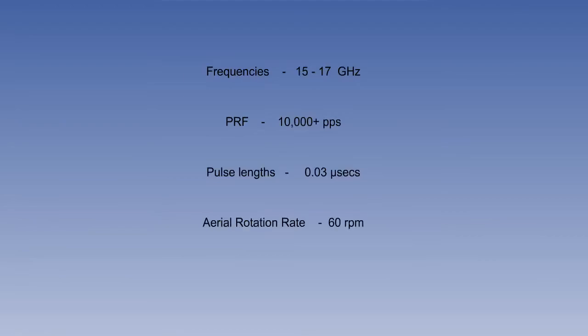The frequencies used are between 15 and 17 GHz. PRFs are 10,000 pulses per second or more. Pulse lengths are 3/100th of a microsecond. Aerial rotation rates are about 60 rpm. The range is 5 nautical miles.